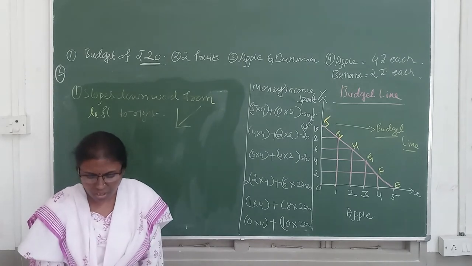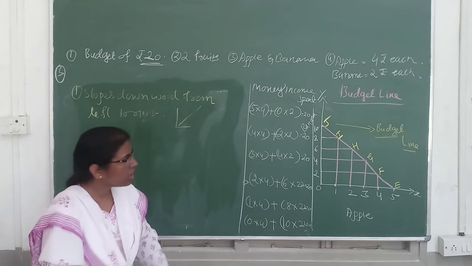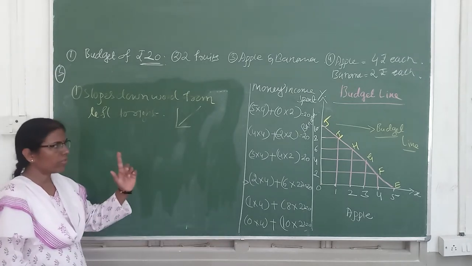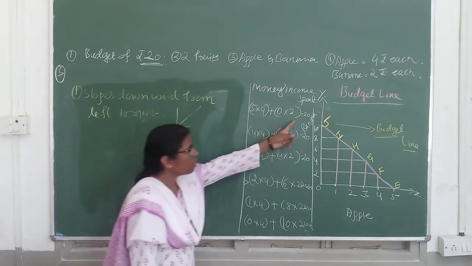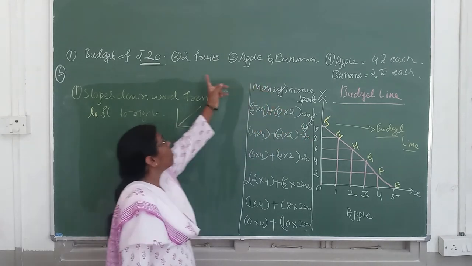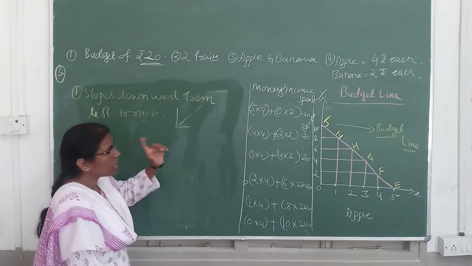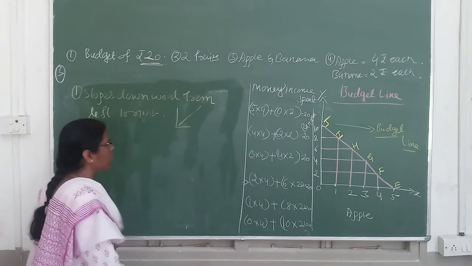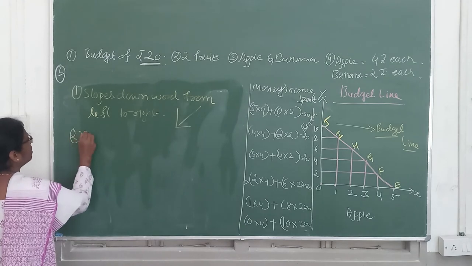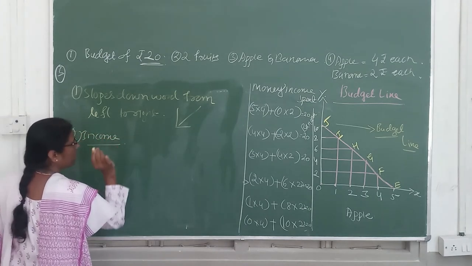And another one: bundles whose cost is equal to the money income. And we have to take care of this. So it should not exceed that, that is 20 rupees, because our income is given. How much is it? It is 20. So the budget line is drawn through the bundles that exhaust the income level. This is the second one. It is always equal to the given income.